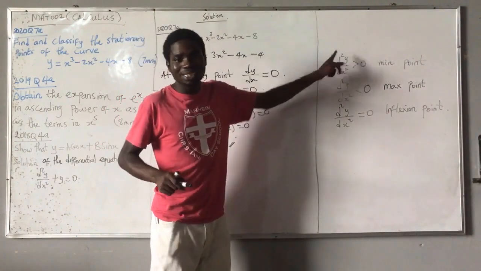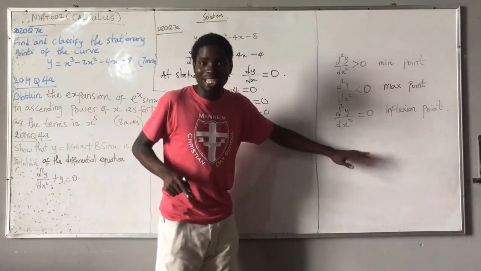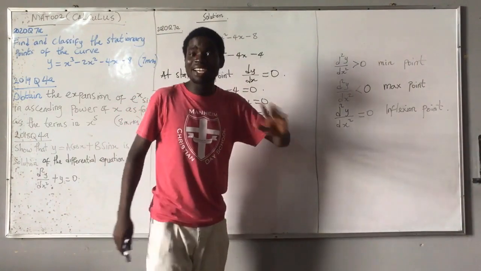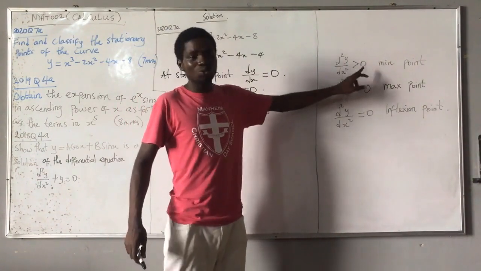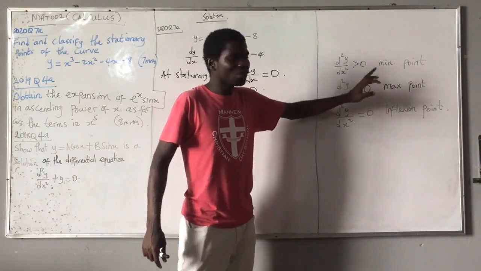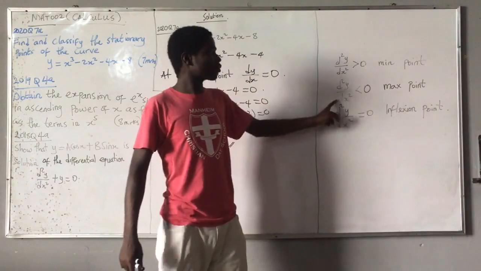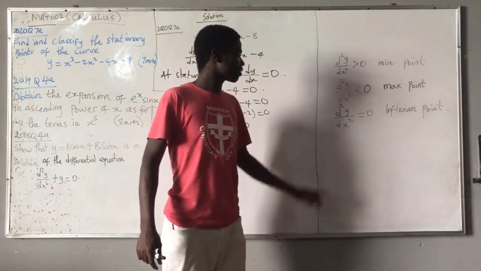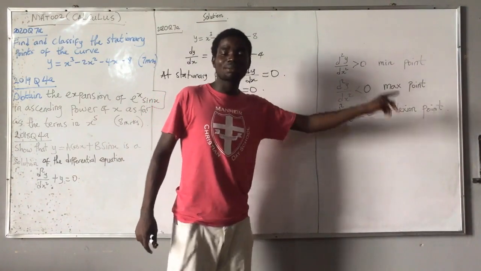In this case, I've already given you the condition in case you have forgotten or maybe you don't know. You will differentiate the second time. What I've written here is very important. The d squared y over dx squared, when it's greater than 0, you will see what it means. If this one is greater than 0, it means minimum point. If this one is less than 0, it means maximum point. If this one is equal to 0, it means point of inflection.